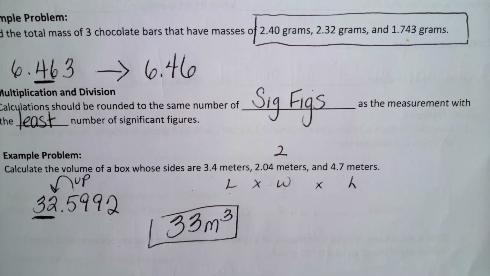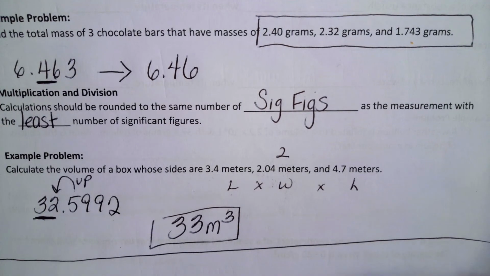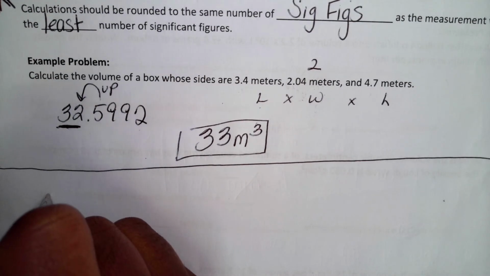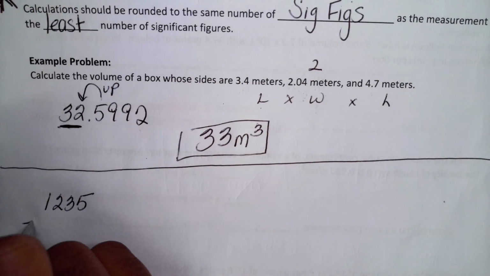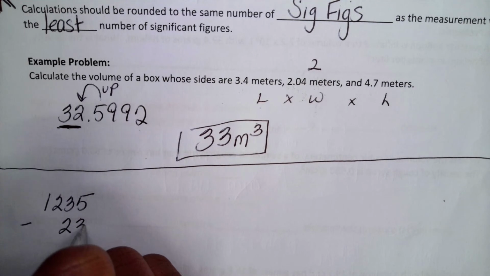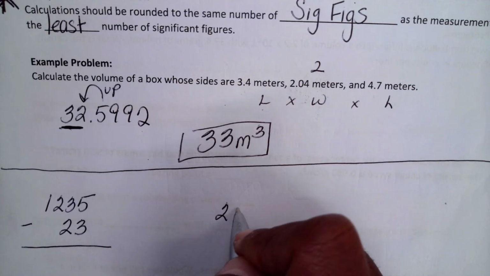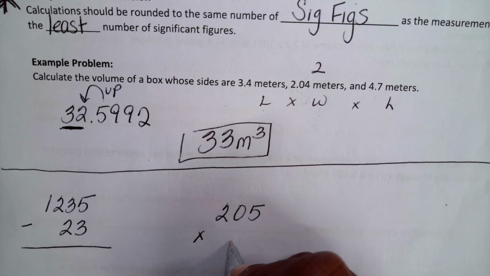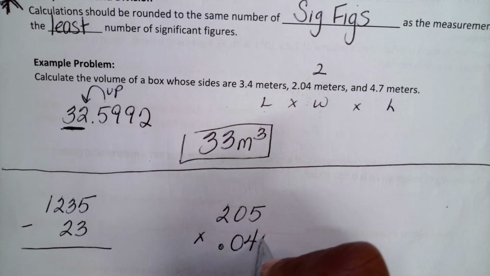I'm going to make some practice problems just because there's a space. All right, let me make up some numbers. 1,235 minus 23. And then let's say we have 205 times 0.045.